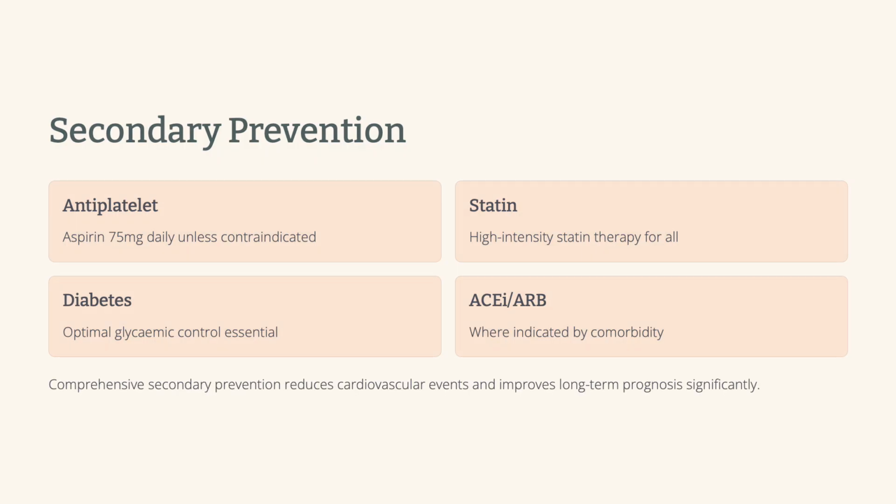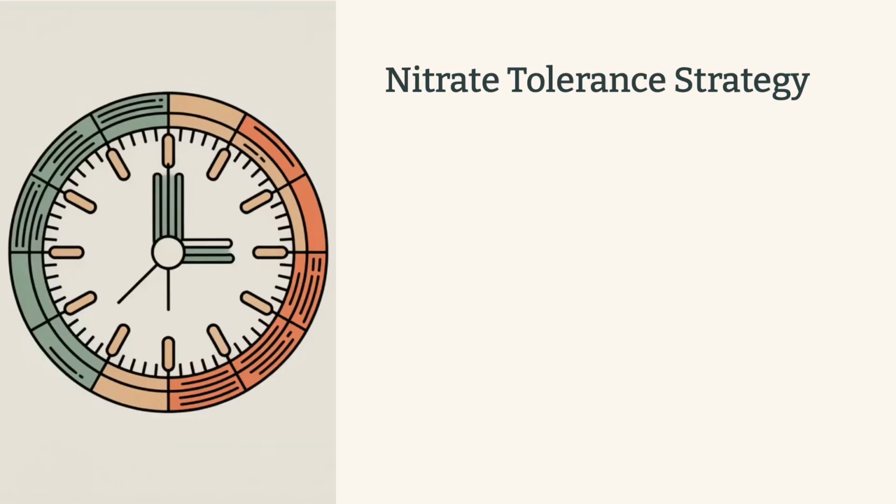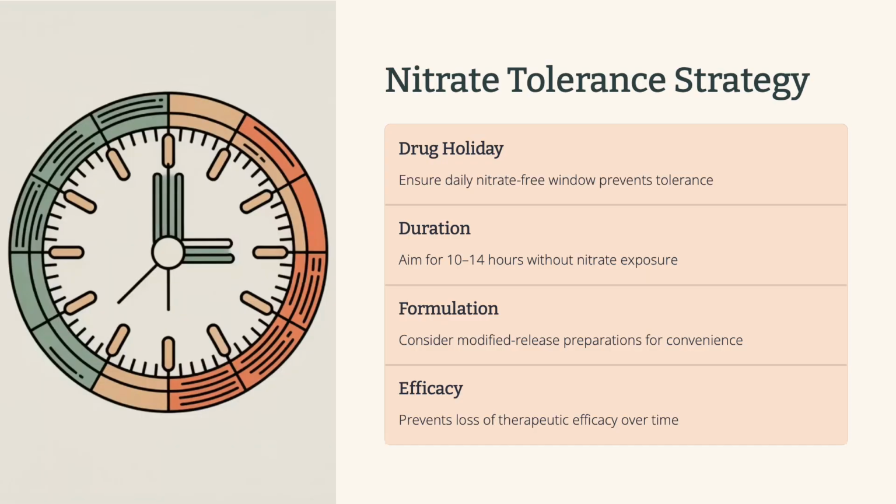One way is to make sure there's a nitrate-free period each day, so the body can regain its sensitivity to the medication. It's like giving the body a break from the nitrates so they work better when they're needed. Exactly. And this can be done by using an asymmetrical dosing schedule or by using modified release nitrates. Modified release nitrates, what are those? They're formulated to release the medication gradually over a longer period, so it provides more consistent control of angina symptoms and avoids those peaks and troughs in medication levels that can contribute to tolerance. So it's about maintaining a steady level of nitrates in the system. Precisely. And the goal is to have a nitrate-free window of about 10 to 14 hours each day. This allows the body to reset and become more responsive to nitrates again.